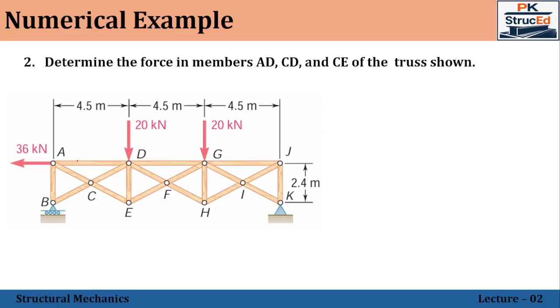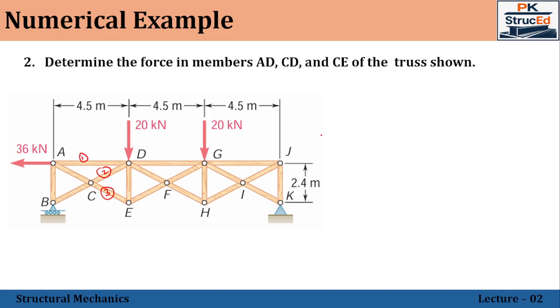That is AD, this is one member, then we have CD, the second member, and CE, the third member. One more thing here: it doesn't mean that we need to draw an imaginary section only once. For example, if the question asks you to find the forces in more than 3 members, as per the assumption, a section can pass through a maximum of 3 members only. In that case, we can assume 2 sections separately and solve for them separately.